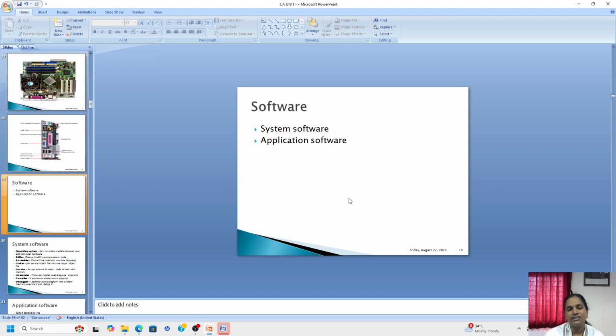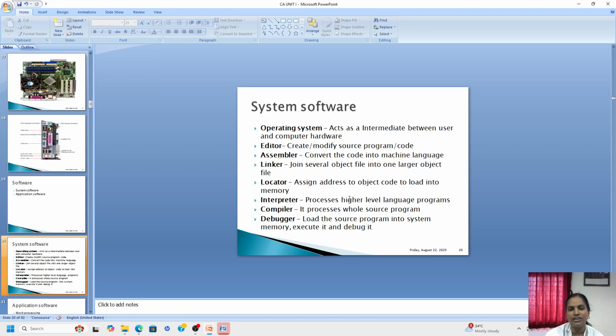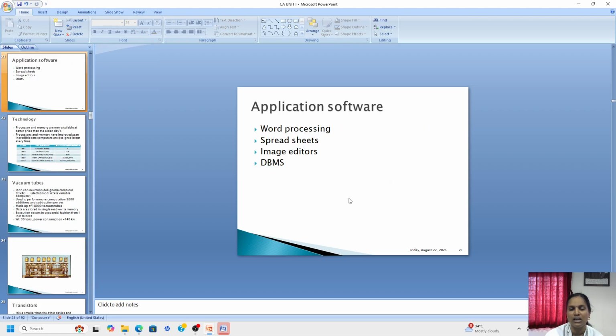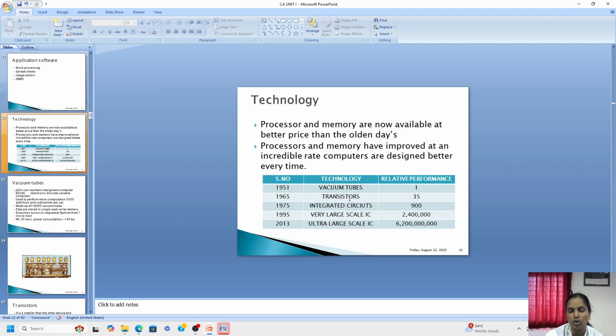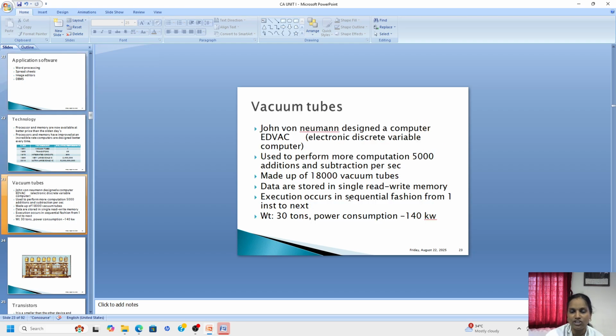The software types are system software and application software. System software acts as an intermediary between the user and computer hardware. Through this, we can create and modify source programs and codes. Application software includes word processors, spreadsheets, image editors, and DBMS. These concepts are called the application level.